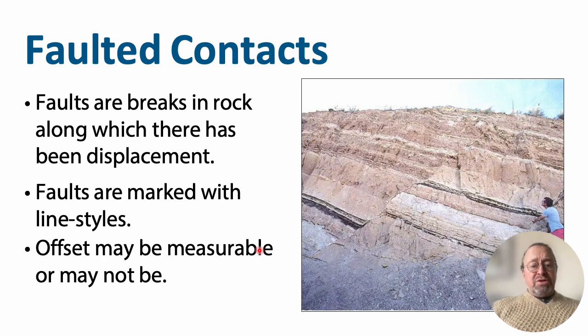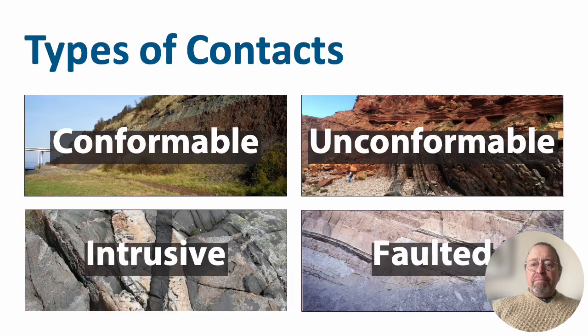And you might be able to measure the offset on the fault by looking at the geological map. If there's a distinctive boundary between two units which is offset across the fault, then we can use the geological map to understand how much motion there has been. So just to sum that up again here, these different types of contacts that we were just looking at, the four different major styles. There's the conformable contact, the unconformable contact, intrusive contacts, and faulted contacts.